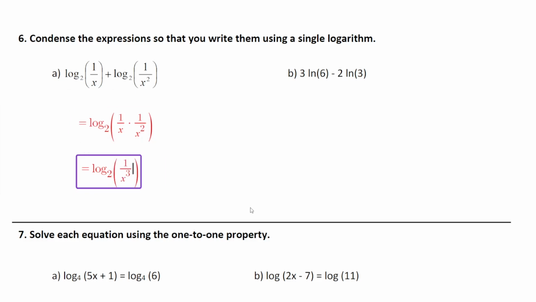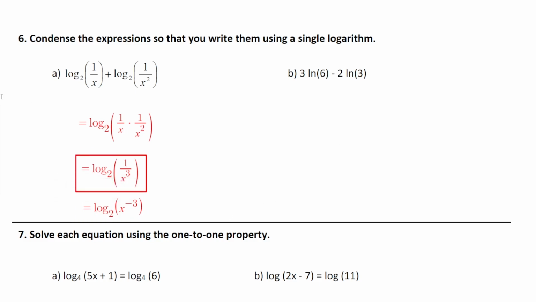You can also write this as log base 2 of x to the negative 3rd power. I guess I'll go ahead and write it like that just so you can see an alternative correct answer. You don't have to write it like this, but this would be correct as well. 1 over x cubed is equivalent to x to the negative 3rd. So these two would be equivalently correct answers.